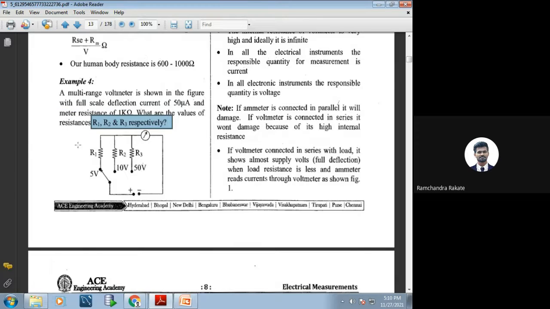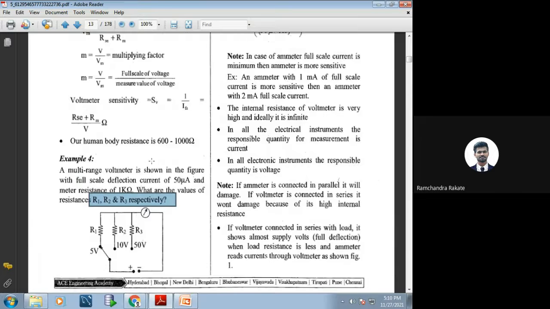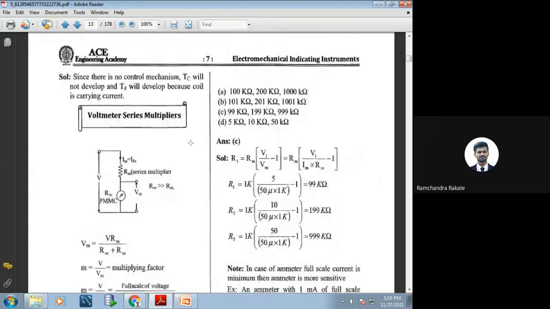Understand the question very carefully. The multi-range voltmeter is shown in the figure with a full scale deflection current of 50 microampere, the maximum full scale deflection possible, and the meter resistance is 1 kilo ohm. What should the values of R1, R2 and R3 be? They have given the options: 100 kilo ohm, 200 kilo ohm, 1000; 101, 201; 99 kilo ohm, 199 kilo ohm, 999 kilo ohm; 5 kilo ohm, 10 kilo ohm, 50 kilo ohm.